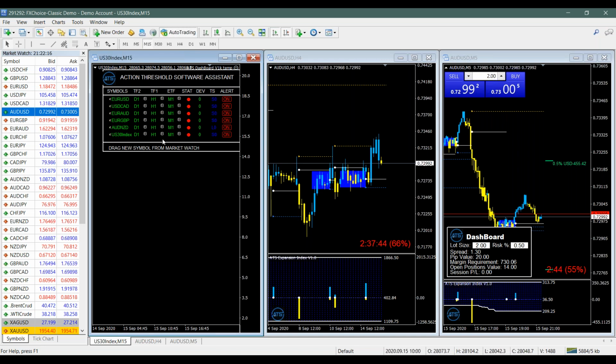So anyway, I'm super excited about this tool. You guys, this thing's gonna kill it. It's gonna be really cool. So Aussie USD on the 4-hour and the 5-minute.